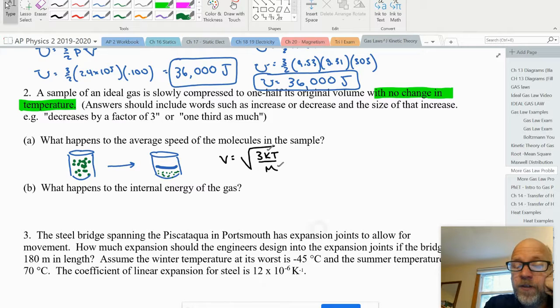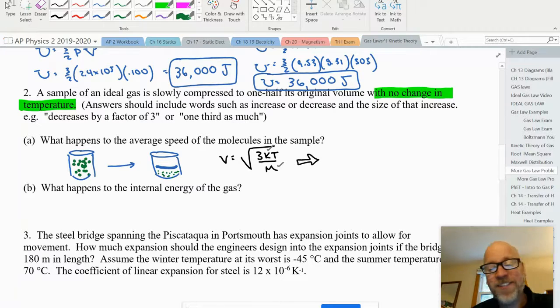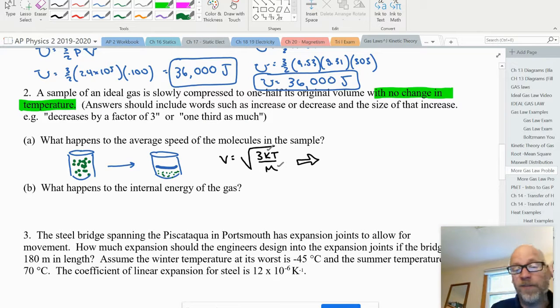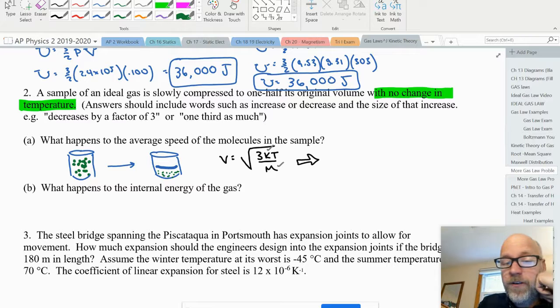Josh sees it. Nice job, Josh. Oh, wait, Josh isn't listening. He's fast forwarding this anyways. But the rest of you see it. If there's no change in the temperature, the average velocity would be the same.